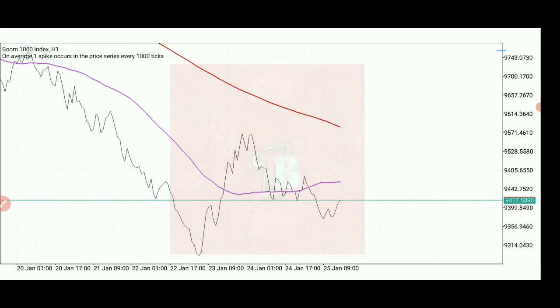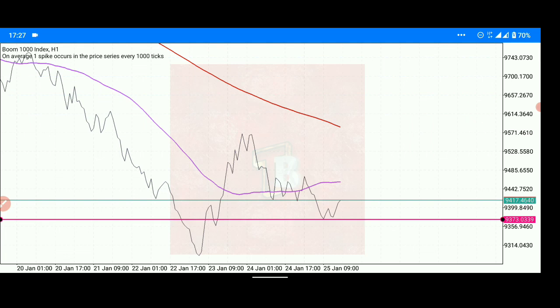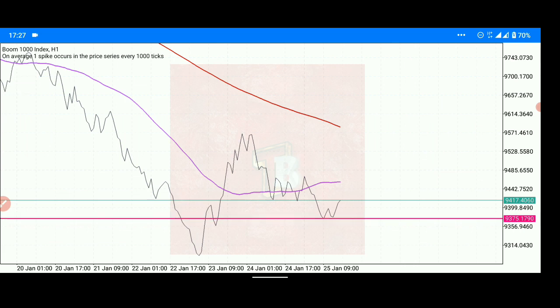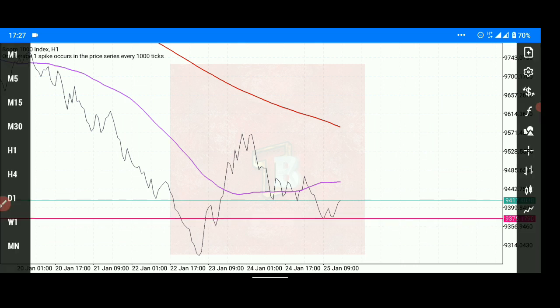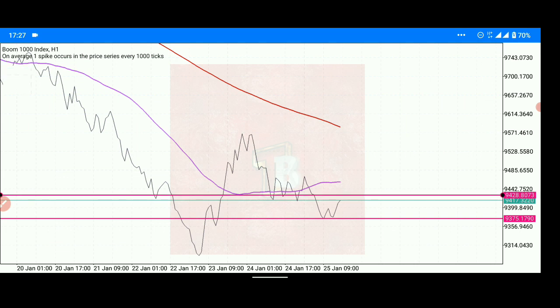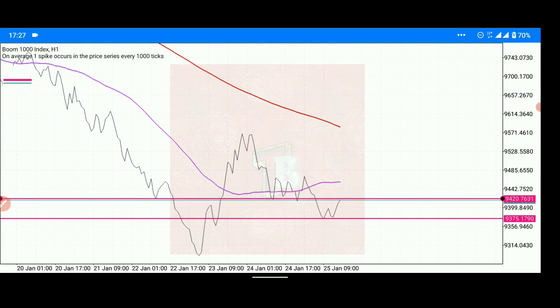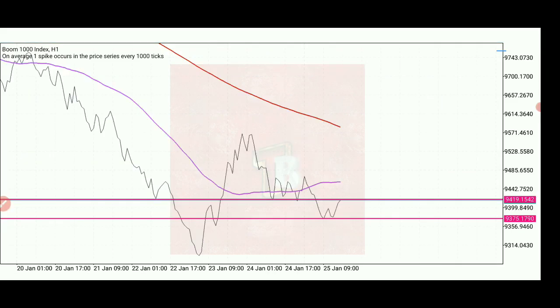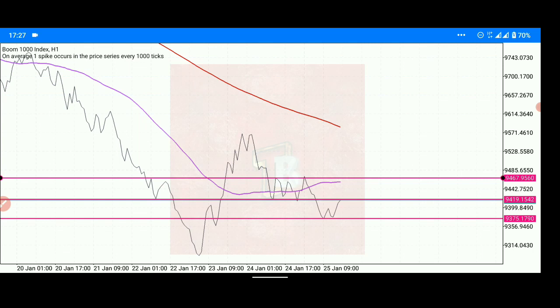The first resistance zone that we'll be looking at is this point. Then we check out for another point, and this is a support zone. We check out for a resistance zone. This is another resistance zone, a complete resistance zone. There's actually a support for the market up here.